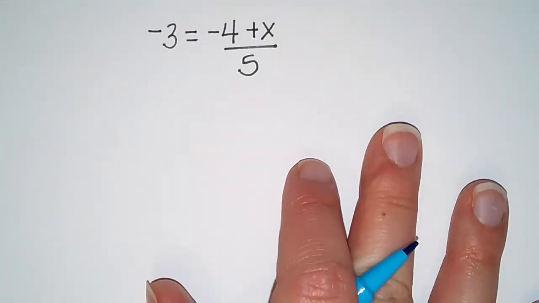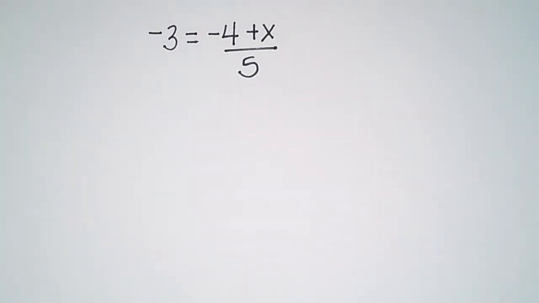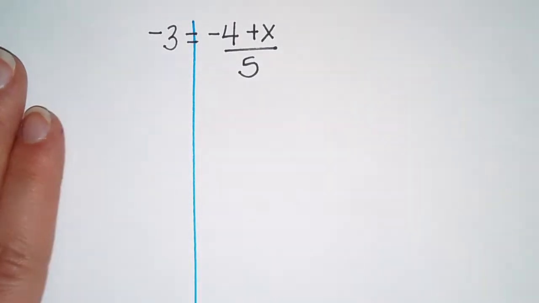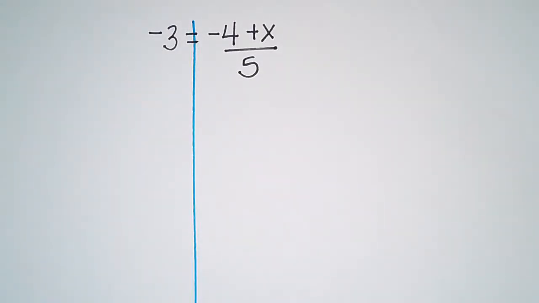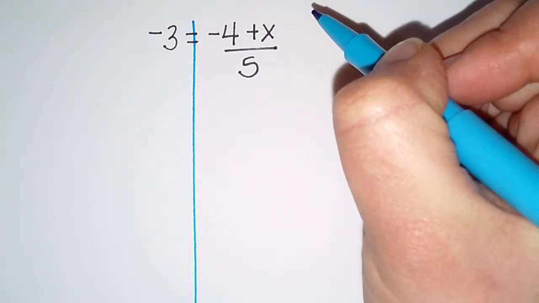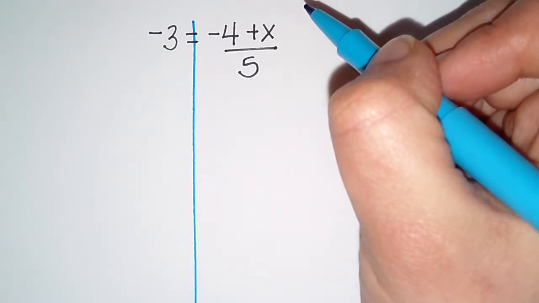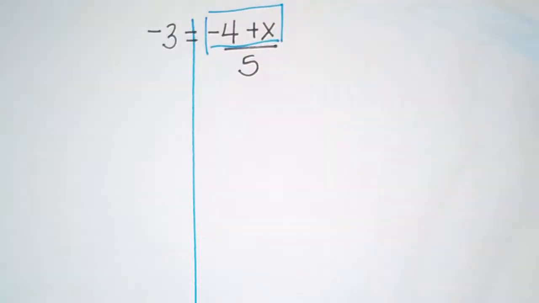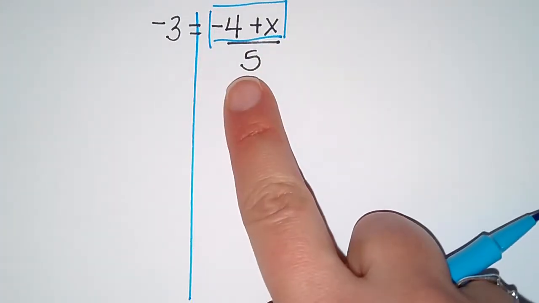Let's try one more of those. We've got -3 equals -4 plus x, all divided by 5. So again, I've got that balance line. Now, once again, because that -4 plus x is together up at the top, those have to stay together to start. I can't separate them until I've gotten rid of that 5.